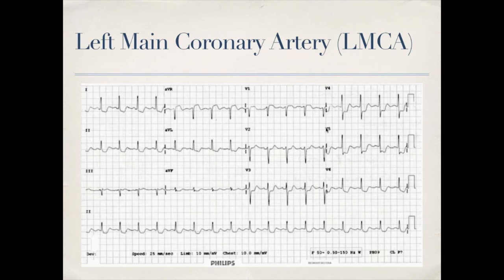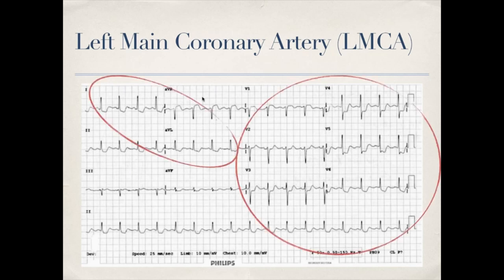What you do is you actually go back to this AVR here. And if you see ST elevation there, that's what's confirming your left main coronary artery occlusion. So global ischemia with ST elevation here, that is a left main coronary artery occlusion. You guys can see it there. And then you look up here, and that's what's going to confirm that there.